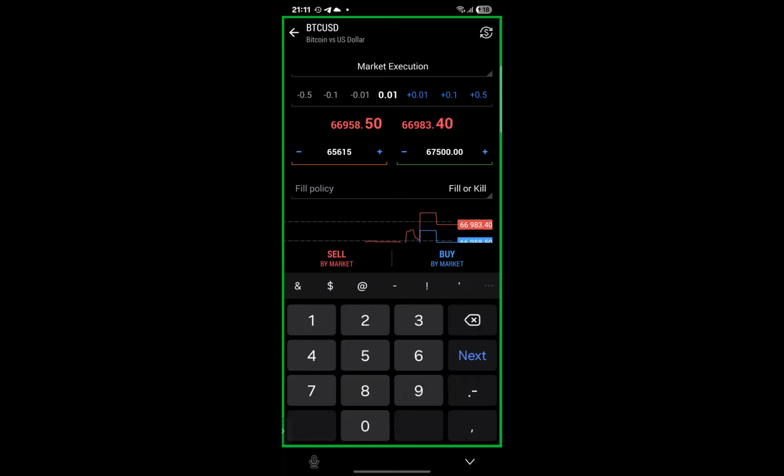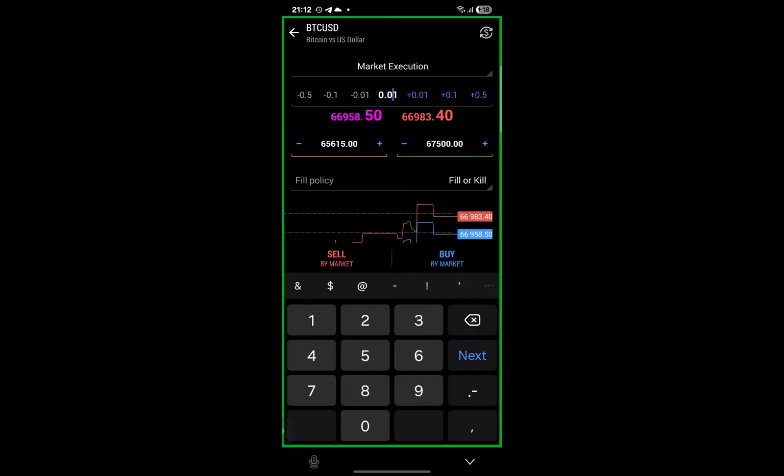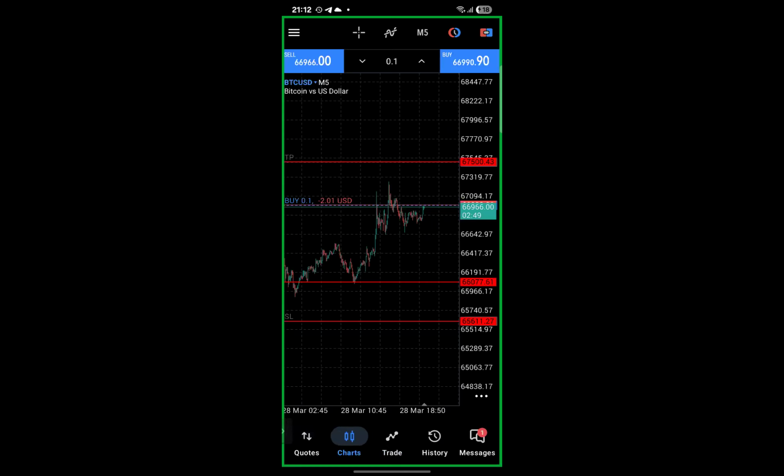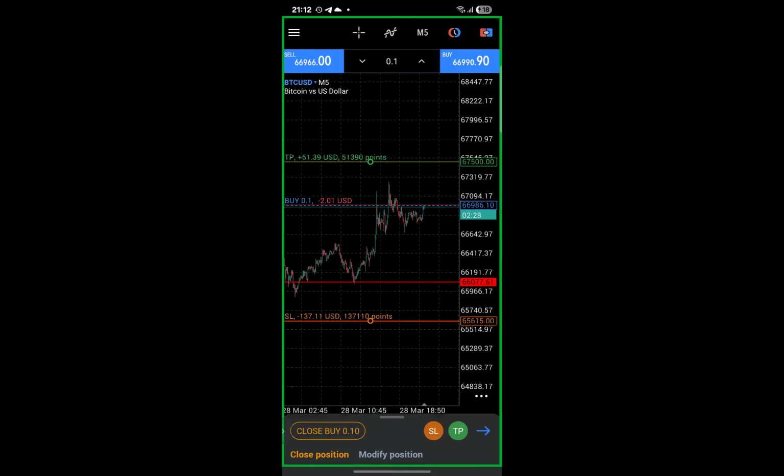So if I do something like buy, done. If I click on this chart now, this is the buy order. Okay, this is where I entered here. If the market hits this 67,500, it's a close rate for me. And if the market comes down and hits this 65,615, it's a close rate for me. So if you see it here, this is my TP price showing there in green. This is my SL price showing there in red.